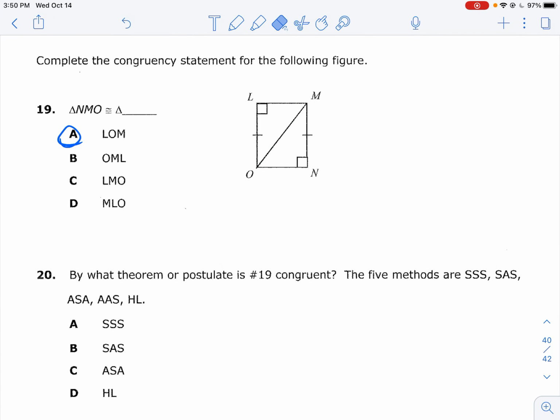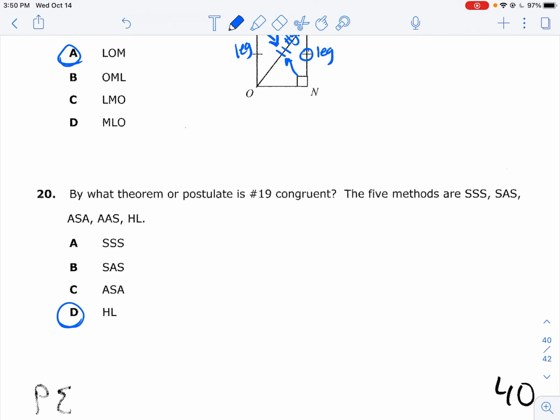Number 20, it says, by what theorem or postulate is 19 congruent? Okay, so what I notice here is that I've got right triangles, and they are sharing a side. So by the reflexive property, OM is congruent to OM. And what I see here is that the hypotenuse, which is this guy across from the right angle, and a leg is congruent to the hypotenuse and a leg. And so this one is by hypotenuse leg.